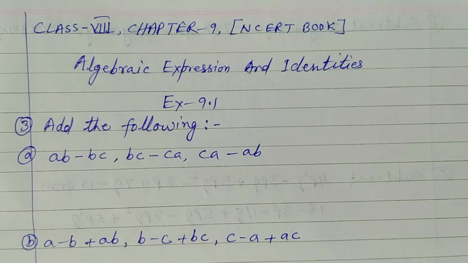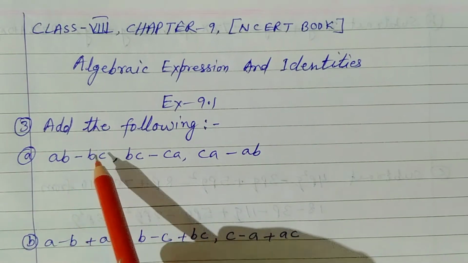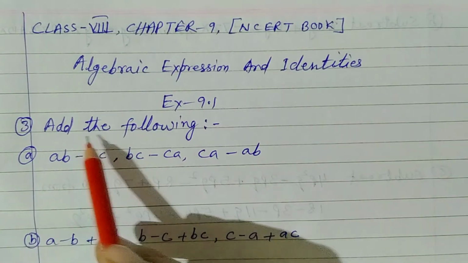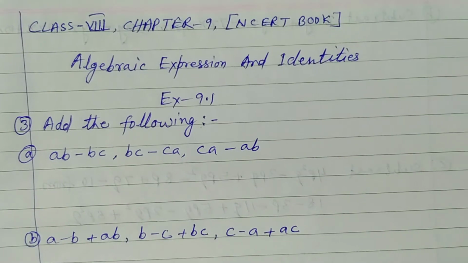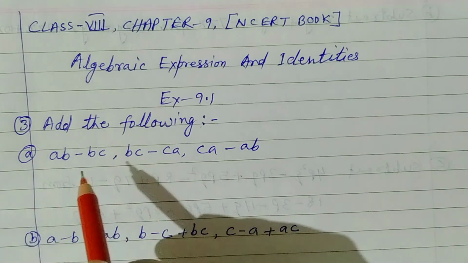Today I am going to explain chapter 9 from the NCERT book. The topic is algebraic expressions and identities. Exercise 9.1, question number 3. Today I will start. Add the following.